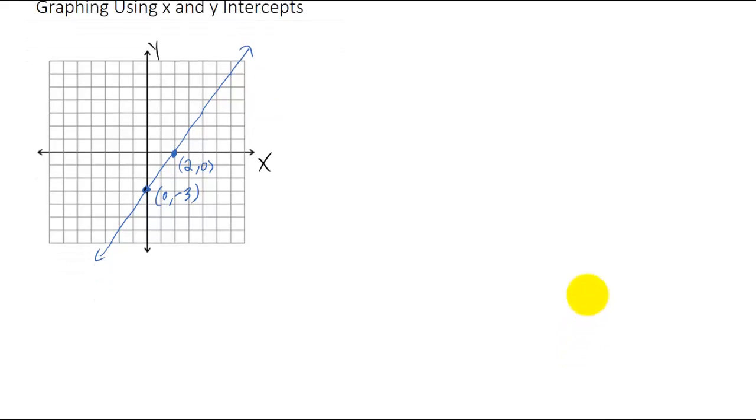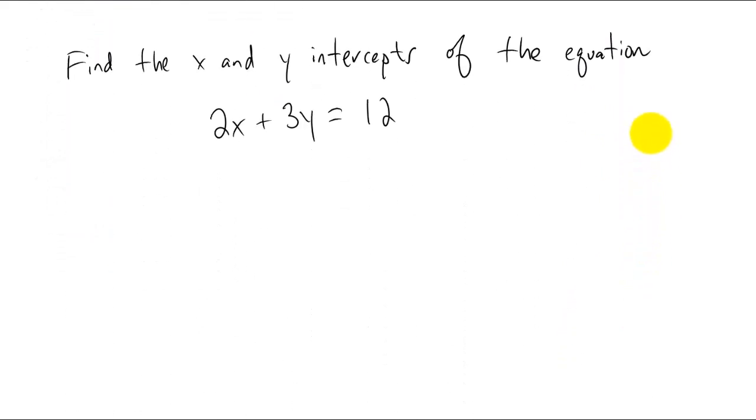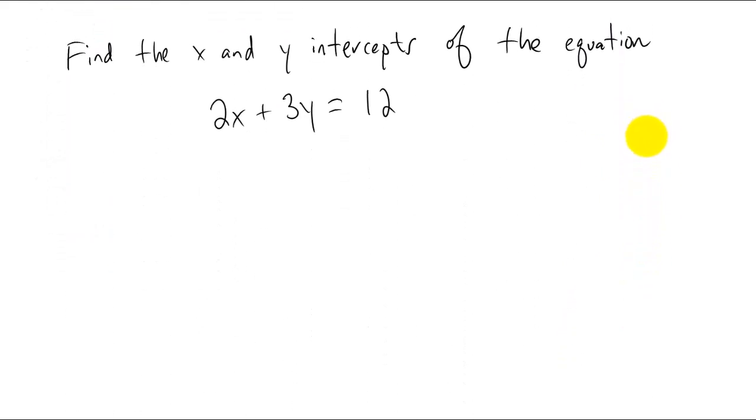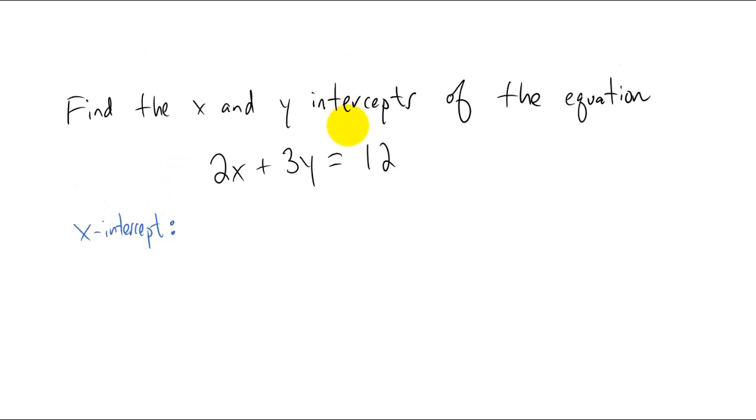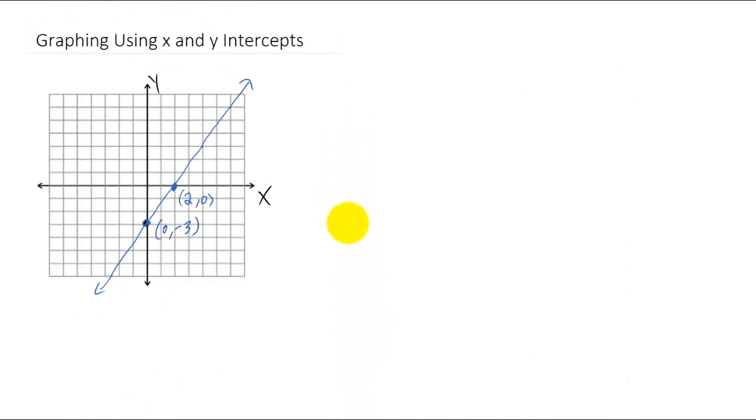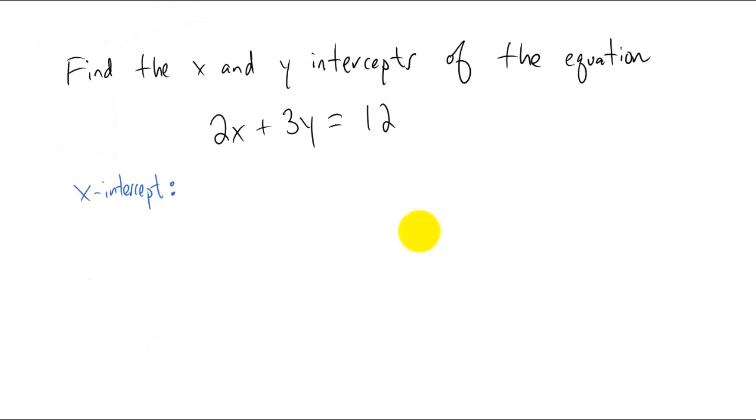What if we were just given the equation of a line? What if we wanted to find the x and y intercepts of the equation 2x + 3y = 12? Well, to find the x-intercept, we can use the knowledge that we gained from looking at the graph above. We know that for all x-intercepts, the y value is going to be 0. So if we go back down, what we can do to find our x-intercept is set y equal to 0.